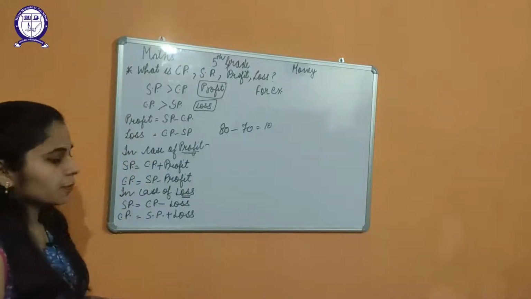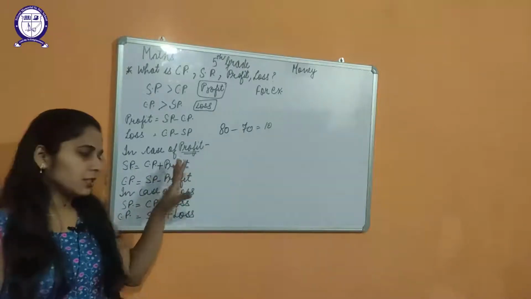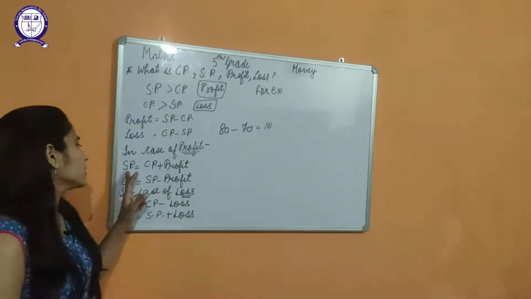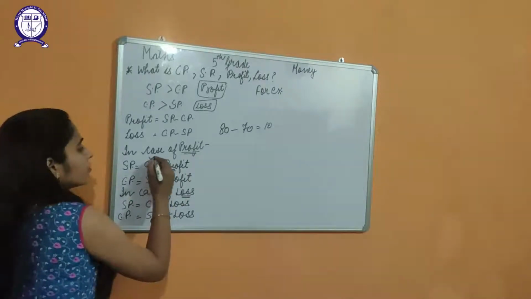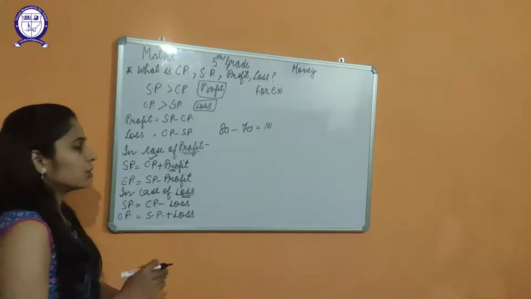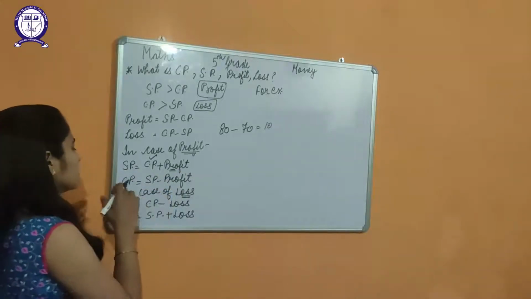Now in the case of profit, SP is equal to cost price plus profit. These are the formulas that you have to learn. It means that in the case of profit, when you know that profit occurs and you know the CP of that particular thing, you can find the SP by adding both of those things.